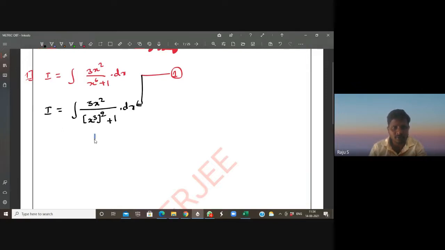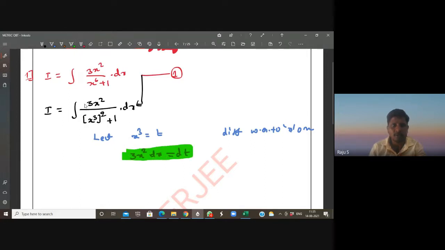So what shall we substitute here? Let us take x cube is equal to t. Differentiate. x cube is 3x square into dx is equal to dt. You should differentiate with respect to x on both sides. So see here, students, what do you observe? This 3x square dx in the numerator becomes dt. This x cube becomes t. From 1, I is equal to integral of dt by t square plus 1.